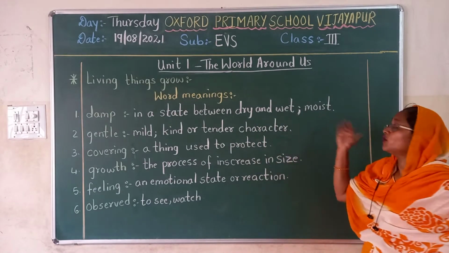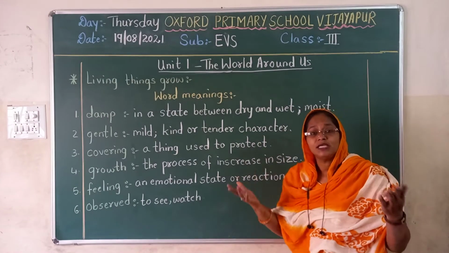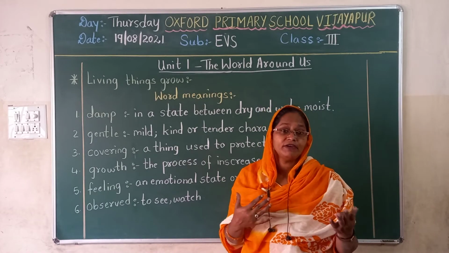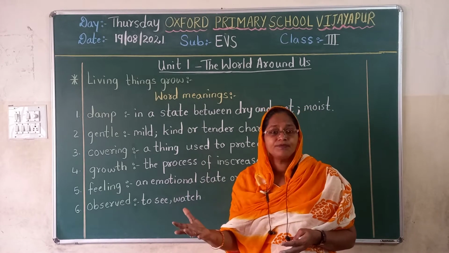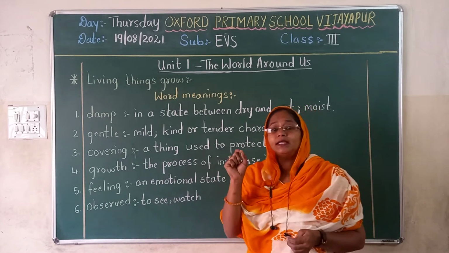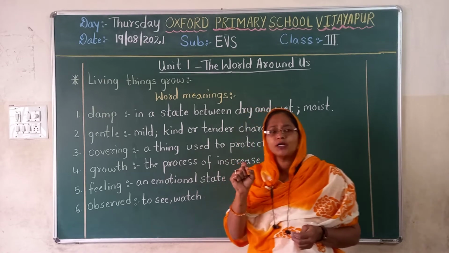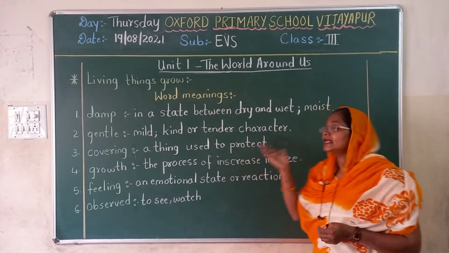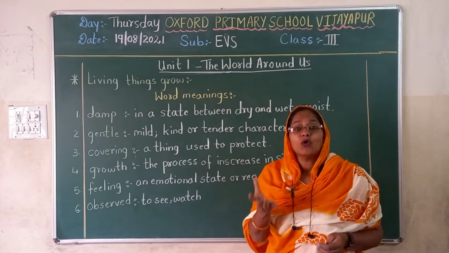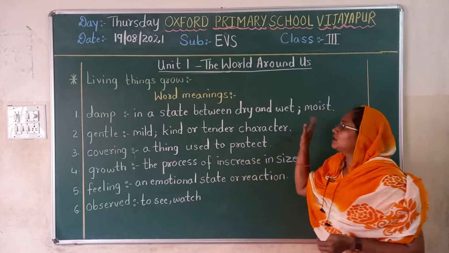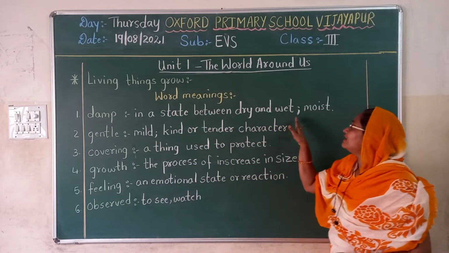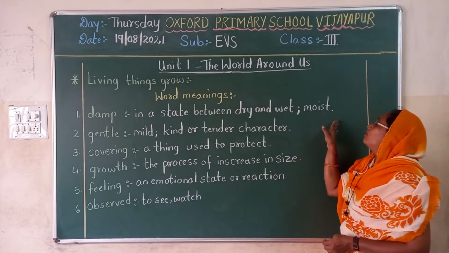We call it moist also. Nowadays the rainy season is here, but after the rainy season, during winter, we see moist conditions. Fog or dew, fog in the clouds, then tiny drops of water on the leaves, we call that moist, meaning it spreads moisture. So, what is the meaning of damp? In a state between dry and wet, that is moist.